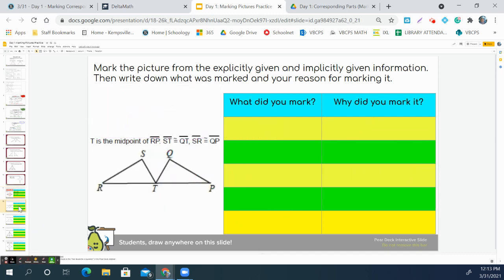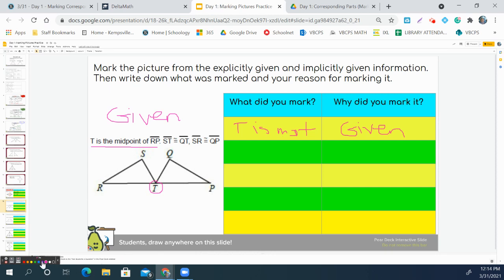Let's look at the next slide, slide 12. What can I put in the first column? That's the what did I mark. So what can I mark based on this first piece of information? T is the midpoint. So I can say T is midpoint, and my reason for that is given. Okay, so in proofs, a lot of times you're going to write given right here. Anything over here that's printed on the paper for you that you didn't have to guess at is given.